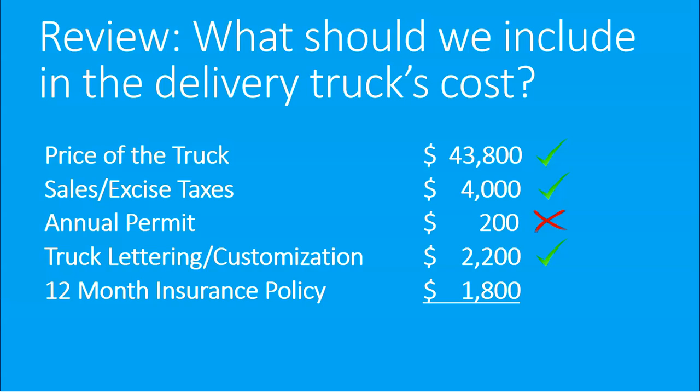And then finally, a 12-month insurance policy. Well, the fact that it says 12 months there indicates to us that this is a recurring expense, and so we would not want to include that cost. That would just be a regular expense over on the income statement. So our total cost is $50,000. That's made up of the $43,800 for the price of the truck, the $4,000 in sales taxes and the $2,200 for the lettering.